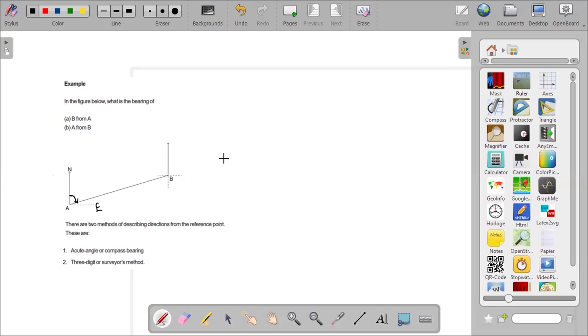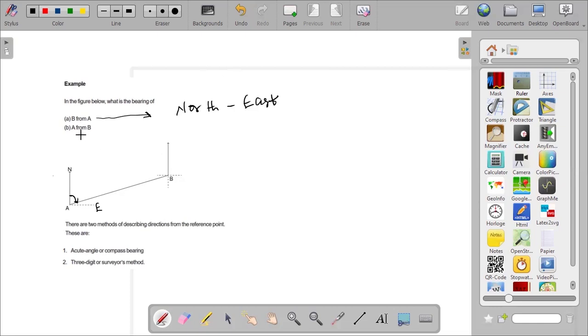That is northeast. So the bearing of B from A, the angle is not given, you don't know unless we are to use a protractor to measure that, but that is not what they ask us. They just want us to give the direction, not the value of the angle. So in this case, the bearing of B from A is northeast.